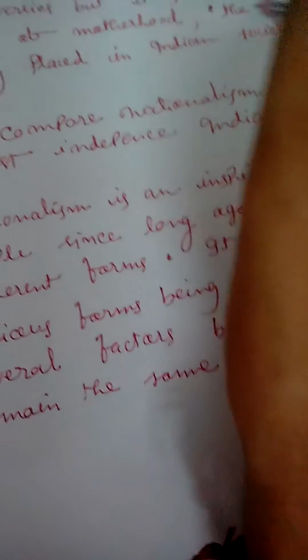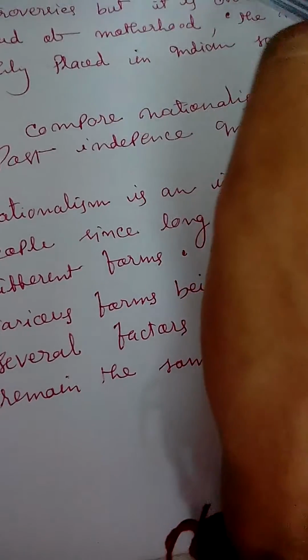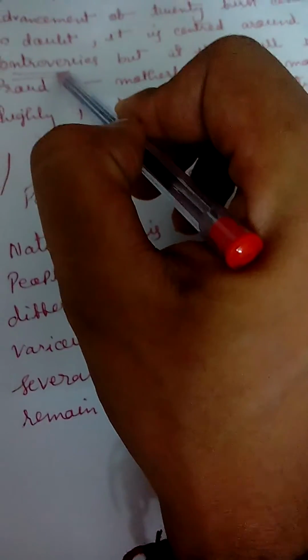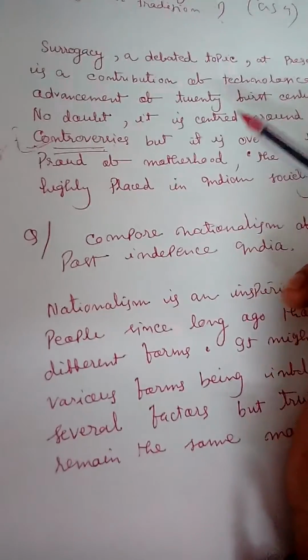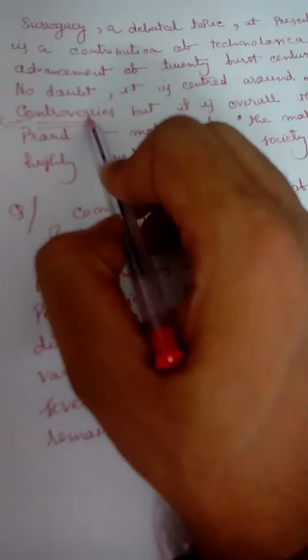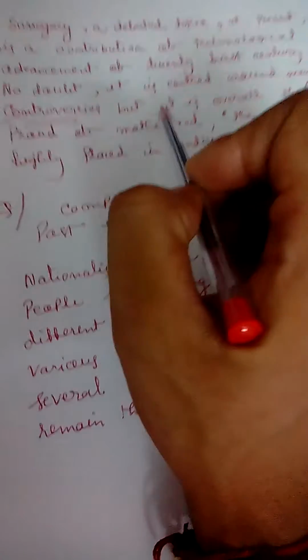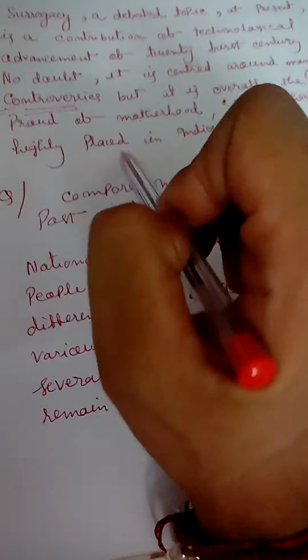How have I reflected the vital idea? Technological advancement, it is centered around many controversies. While writing controversy, I have mentioned the conflict of surrogacy. Here I am not using a negative vision, right? I have given a clue that it might arise controversy, which I am going to describe in the later part of the answer. Here I have just mentioned that there are controversies, but not told it directly. It is centered around many controversies, but I have given a positive vision here: but it is overall the pride of motherhood, motherhood highly placed in Indian society.